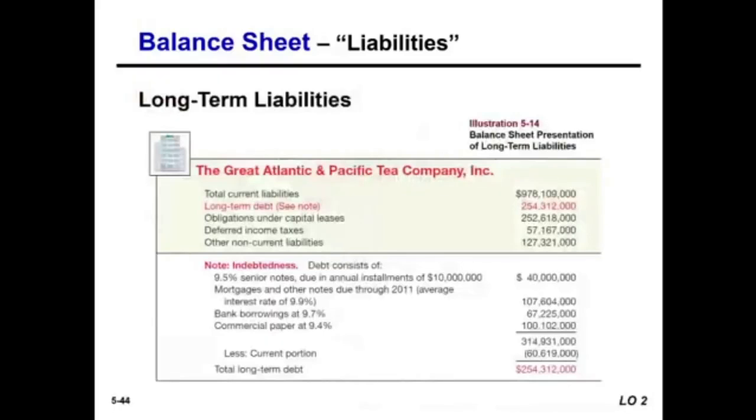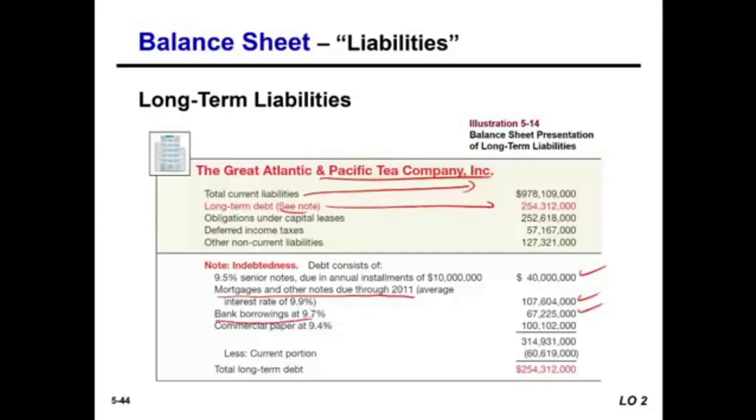This is an example for the Great Atlantic and Pacific Tea Company. Their current liabilities, then their long-term liabilities, and there's a C note. Here they break down their long-term liabilities. They have debt consisting of 9.5% senior notes, so they pay 9.5% on this note. They have a mortgage and other notes at 9.9%. They borrowed from the bank this much at 9.7%, and commercial paper at 9.4%.